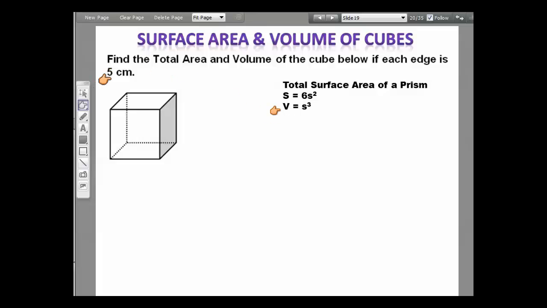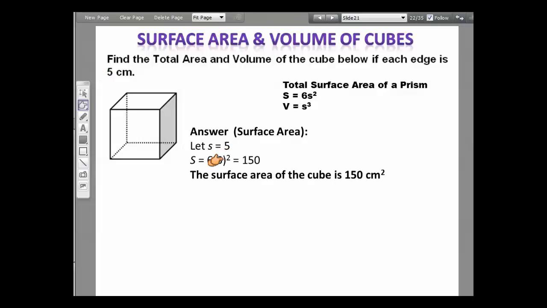And in this example, we're finding the surface area and volume of this cube whose each edge equals 5 centimeters. So, to find the surface area, we're going to let S equal 5 because that's what they told us in the problem. And then we're going to plug that 5 into this formula right here, 6S squared. So remember, you always do exponents in your order of operations before you do the multiplication. So 5 squared is 25. 25 times 6 is going to give you 150. So the surface area of the cube is 150 centimeters squared.